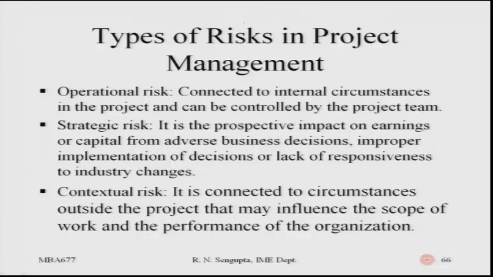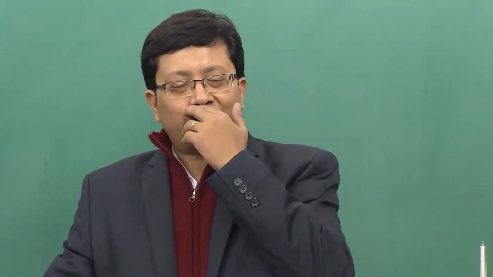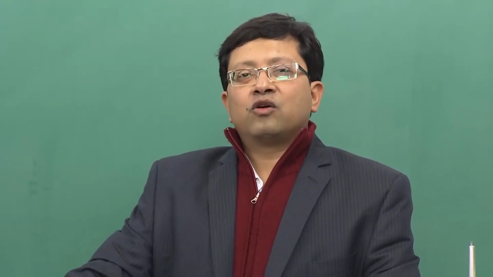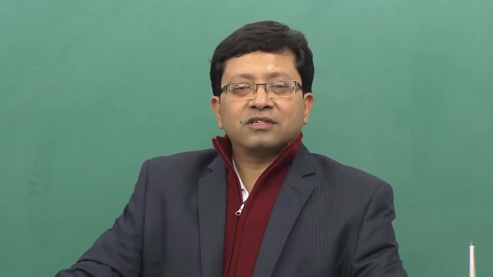So, types of risk, to continue: they can be, as I mentioned, operational risks. They are connected to the internal circumstances in the project and can be controlled by the project team. They can be strategic risks, which is the prospective impact on earning on capital from adverse business circumstances. Say for example, if a competitor is coming into the market with a similar type of project, and obviously there is a demand for such products, considering that you are trying to float a product which may be either a washing machine, or a new design of a car, or a new design of a moped, or a different type of medicine, whatever it is. There is a competitor in the market. So, obviously the decision on the competitor would adversely affect the decision making process which you are going to have for the overall project.